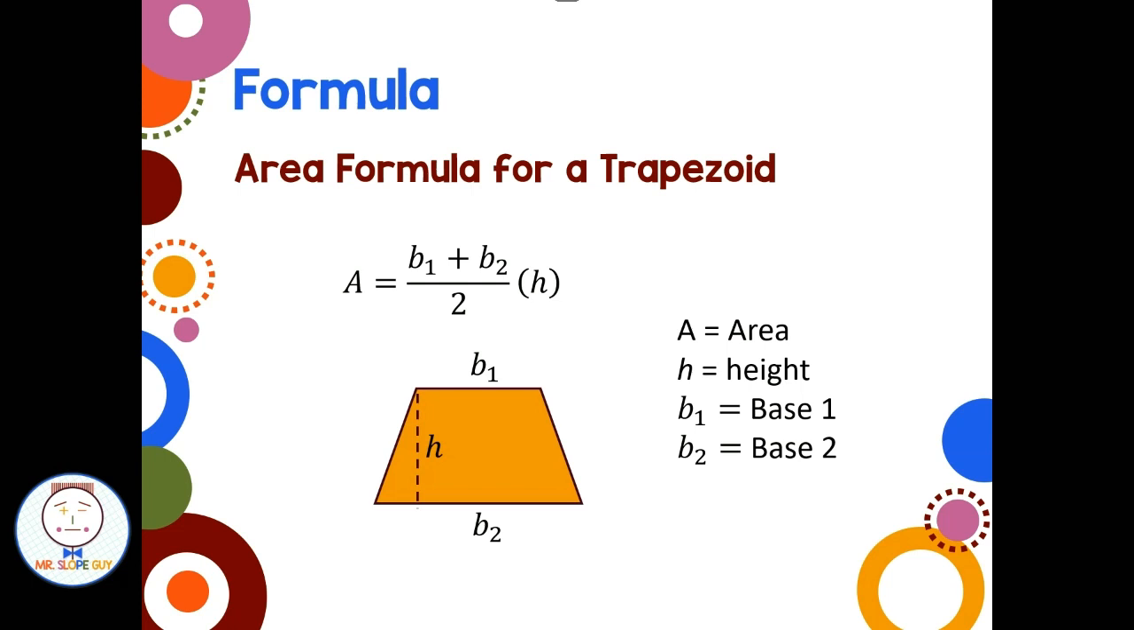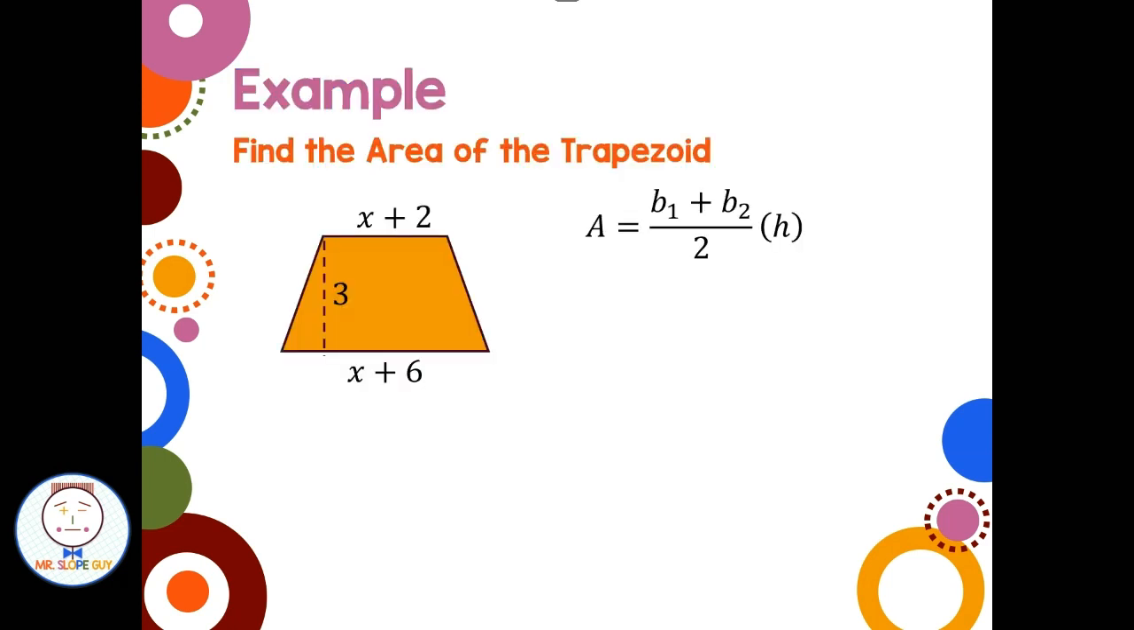So this trapezoid could be flipped upside down, it can be turned in any orientation, but the bases are going to be the two parallel lines, and the height will be the distance between the two. Let's look at an example.